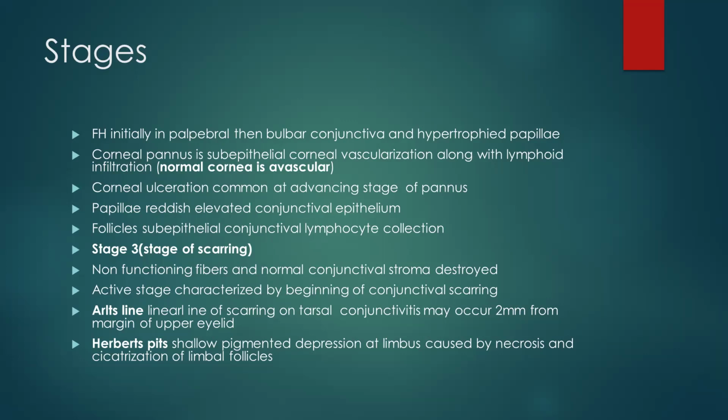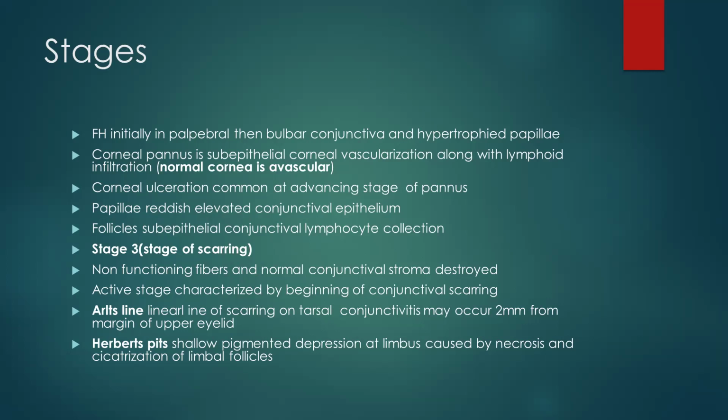Then this progresses to the third stage, which is the stage of scarring. In this stage, non-functioning fibers form and normal conjunctival stroma is destroyed. This is an active stage characterized by the beginning of conjunctival scarring. And in this stage, there is a characteristic typical feature of trachoma, which is Arlt's line and Herbert's pits. Arlt's line is the linear line of scarring on tarsal or palpebral conjunctiva, which may occur 2 millimeters from the margin of the upper eyelid.